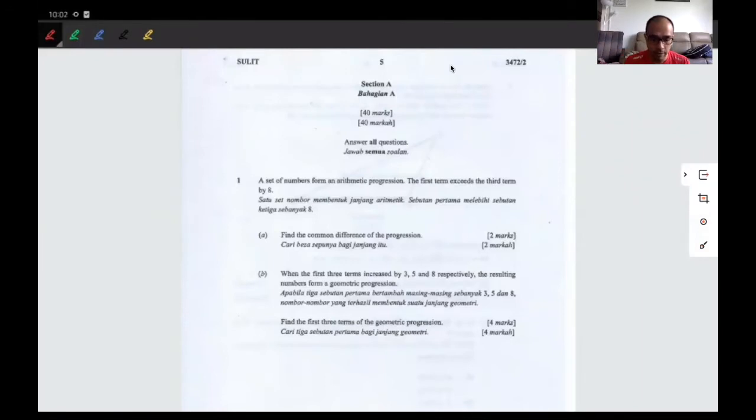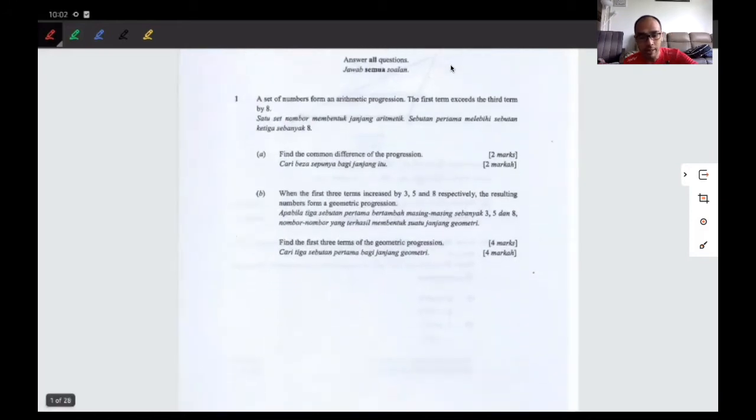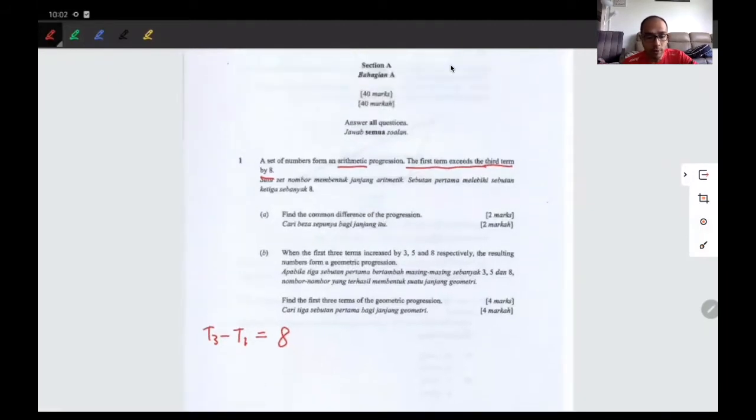So, a set of numbers form an arithmetic progression. The first term exceeds the third term by 8. So we need to understand this sentence. First term exceeds the third term by 8. This is the first thing that they tell you. Since this is an arithmetic progression, the formula we need to use is Tn equals A plus n minus 1 D. For the sum, it will be n over 2, 2A plus n minus 1 D.